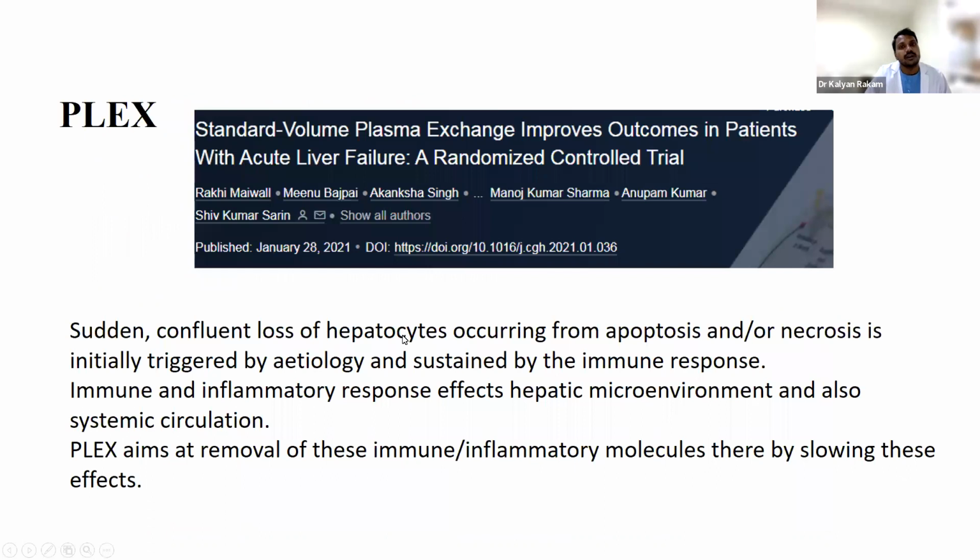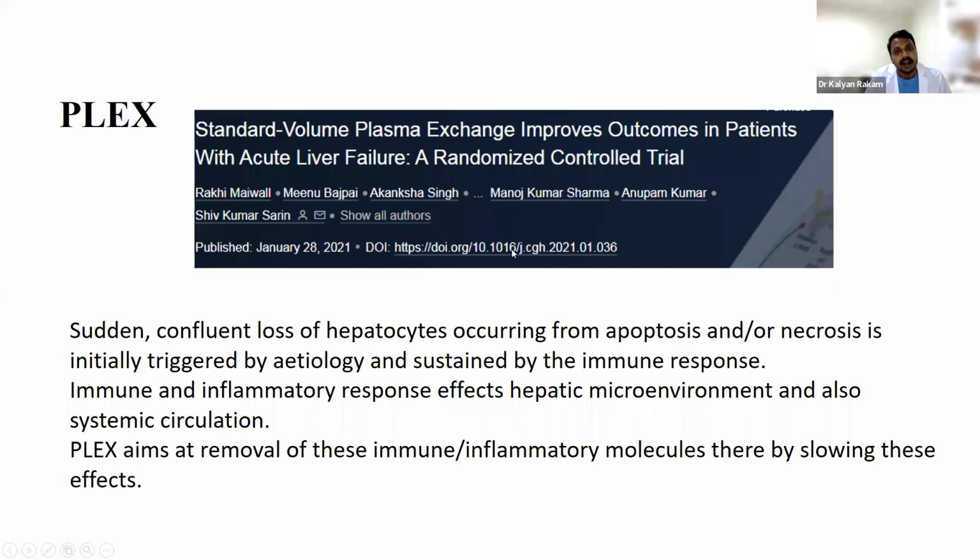Apart from that, the coagulopathy can also be corrected by using PLEX. PLEX is a process where we take out the patient's plasma and give external fresh frozen plasma. By doing PLEX, we remove all the inflammatory markers affecting the hepatic microenvironment and also the systemic circulation. By giving extra plasma we also correct the coagulopathy, and the bilirubin also comes down.